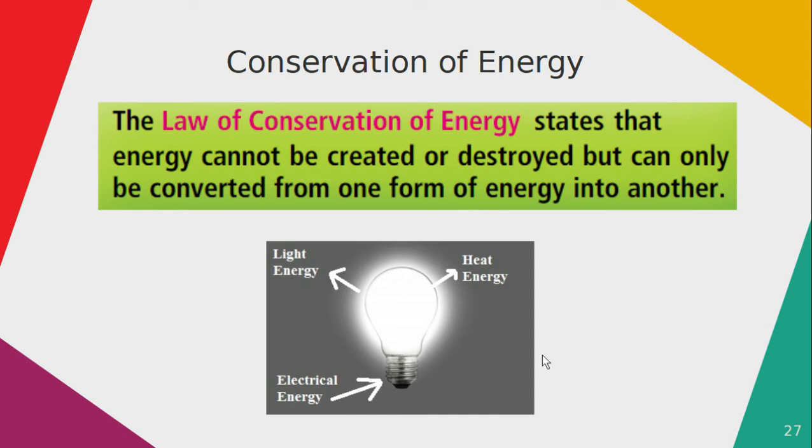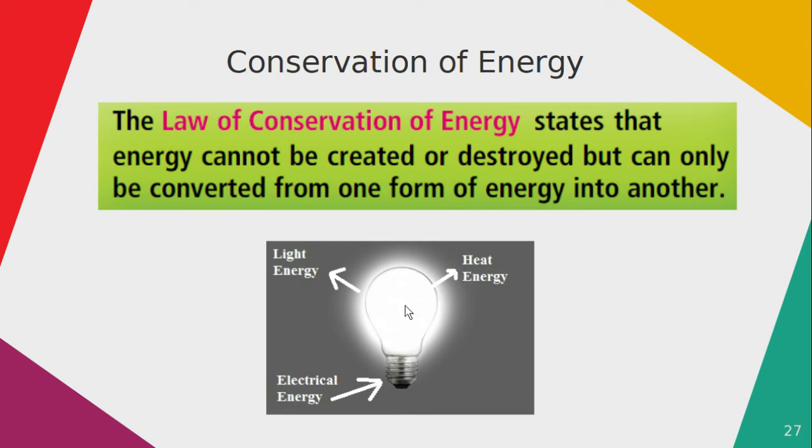So a simple example here is you're inputting a certain amount of energy into a light bulb through electricity. And what you're getting from that is your useful energy output, which is your light energy. That's what we want from the light bulb. You also have some waste. You have some heat energy being produced.